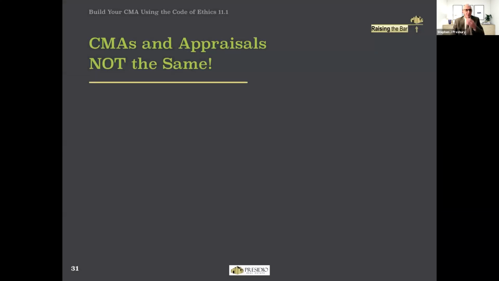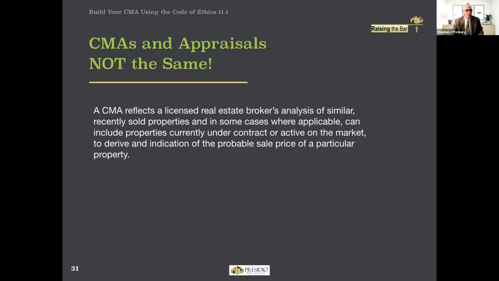Okay, so let's look at this. CMAs and appraisals. Definitely not the same. So let's have a look and see if we can understand what the real difference is here, because many of the clients that we're working with have no idea that there is a difference in these two. A CMA reflects a licensed real estate broker's analysis of similar recently sold properties, and in some cases where applicable can include properties currently under contract or active on the market, to derive an indication of the probable sale price of a particular property. So look at some of the words here.